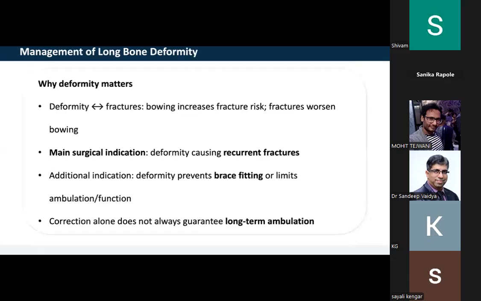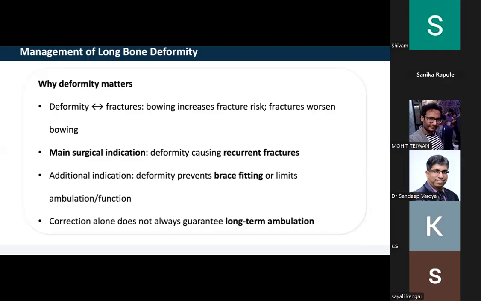So, management of deformities: the fragility and the muscle forces with the repeated fractures are going to cause bowing. This bowing shifts the mechanical axis. It increases the risk of fracture and will cause more bowing. So, this is like a vicious cycle which the child goes through for a very long time till he undergoes a definitive procedure where he gets the deformity corrected.